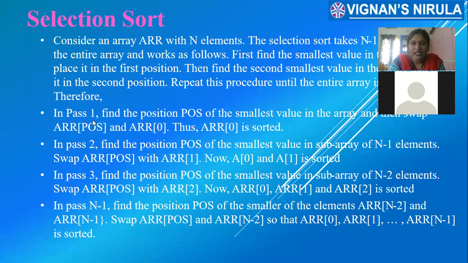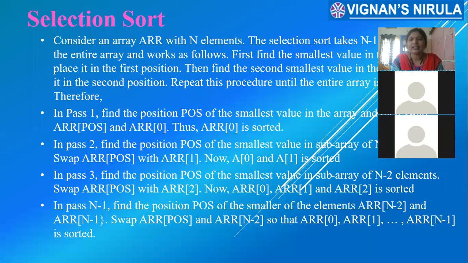Now, చూడండి, in pass 1, we are finding the position for the smallest value. The smallest value will be placed in array of 0. ఆ smallest value ఎక్కడుంది? Let us call the smallest value position as position. Now you need to swap ARR of position with ARR of 0. Actually, the smallest value ARR of 0 లో ఉండాలి కదా. But in the given array, let us call the smallest value existed in ARR of position. Now what you need to do? You need to exchange ARR of position with ARR of 0.